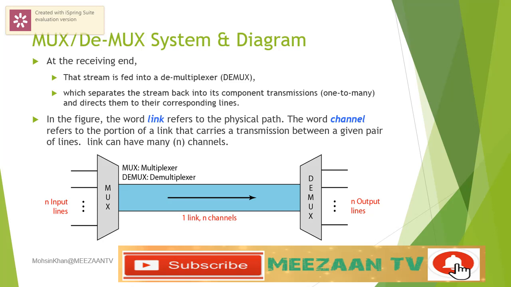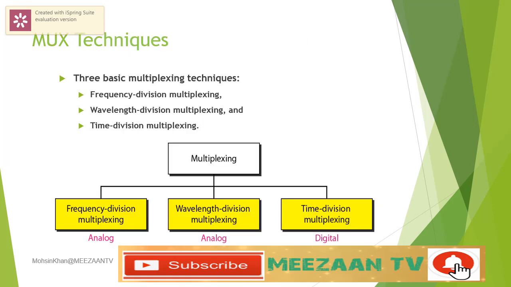As shown in the figure, the word link refers to the physical path. The word channel refers to the portion of a link that carries the transmission between a given pair of lines. One link may have n number of channels. There are three basic multiplexing techniques: frequency division multiplexing, wavelength division multiplexing, and time division multiplexing. The first two techniques are designed for analog signals, while the third one is for digital signals.